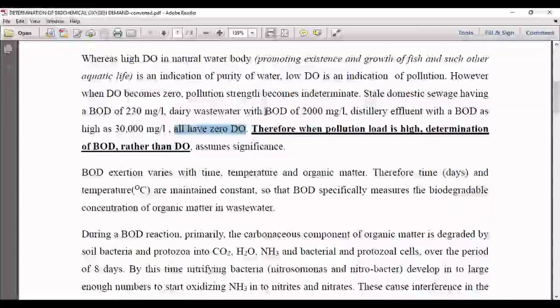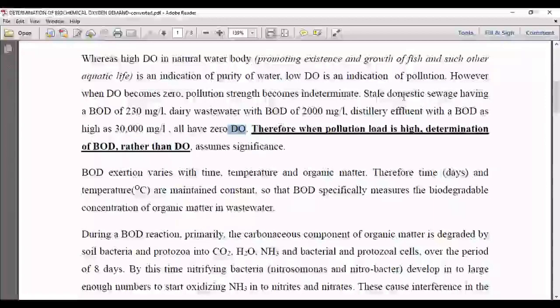So I think I'm making my point that the DO will tell us only if the water is polluted or not, but how polluted the water is will be indicated by the BOD value. So the sewage with a BOD of 230 mg per liter will also have the DO as zero only. The dairy wastewater with the BOD of 2000 mg per liter will also have a DO of zero only.